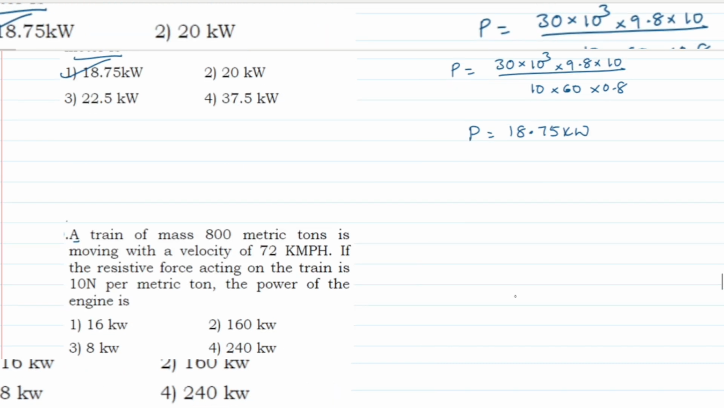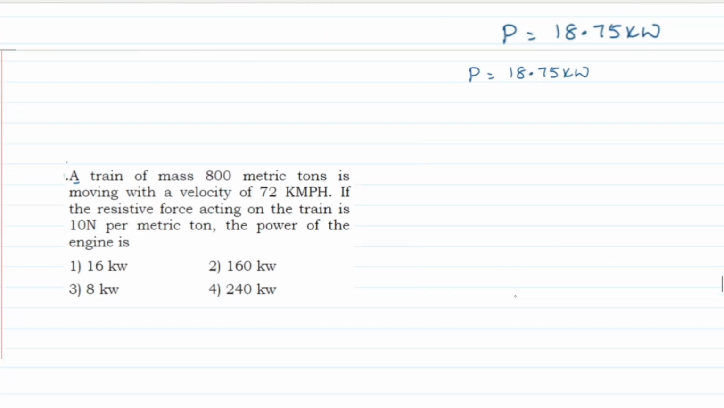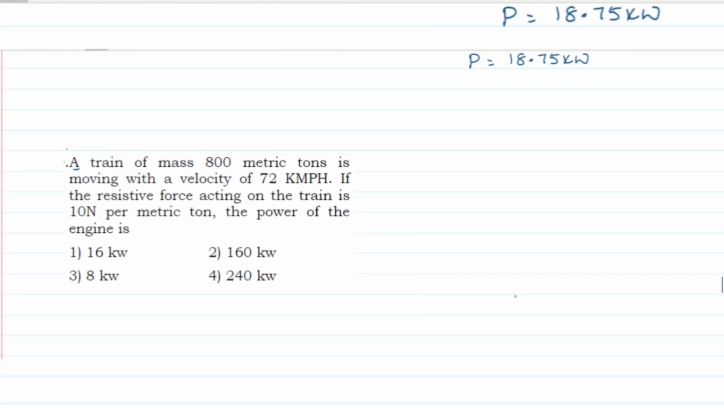A train of mass 800 metric tons is moving with a velocity of 72 km per hour. So the mass is given as 800 metric tons. 800 metric tons you can take as 10 power 3 kg. 1 metric ton will be equal to 1000 kg, so you can take 10 power 3 kg.